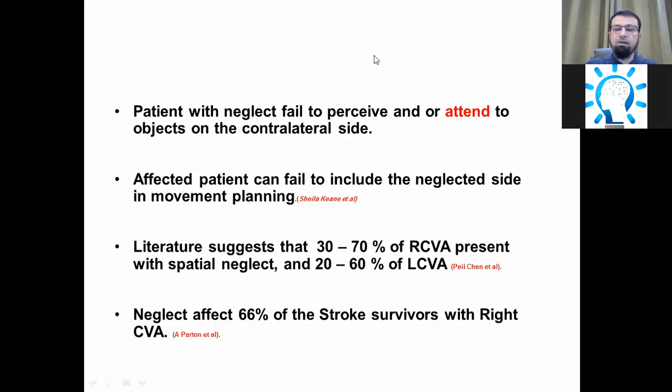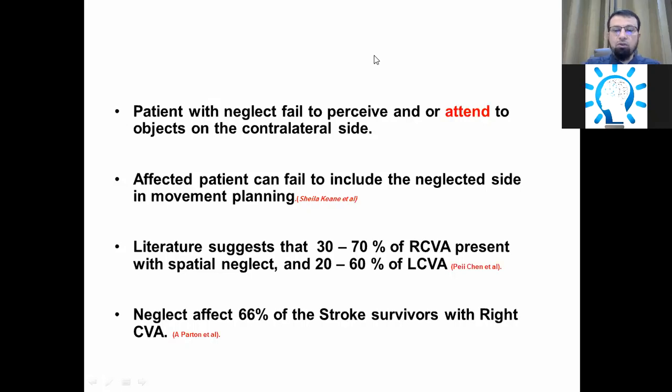Patients don't have visual attention. That's why they have this neglect. Those patients can fail to include the neglected side in movement. And the literature suggests that patients with right CVA, right stroke, have a 30 to 70% chance of having visual neglect. And patients with left CVA, affecting the right side, will have 20 to 60%.